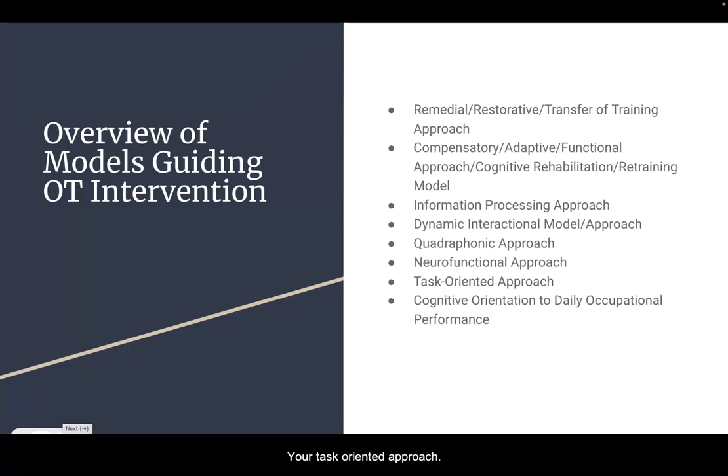Your task-oriented approach. This one helps clients adjust to their role and to limitations in performing tasks. It creates an environment that uses the common challenges of everyday life. This particular approach, you practice functional tasks or close simulations to find effective and efficient strategies for performance. So a lot of these approaches have some similarities and some crossovers to them with a little bit of difference.